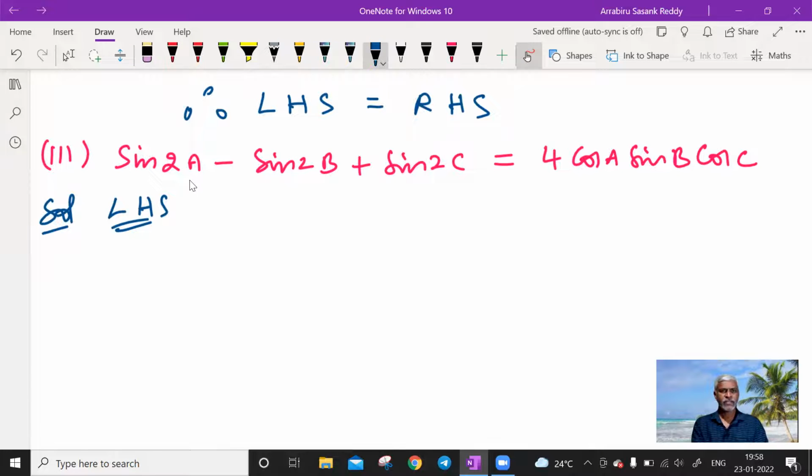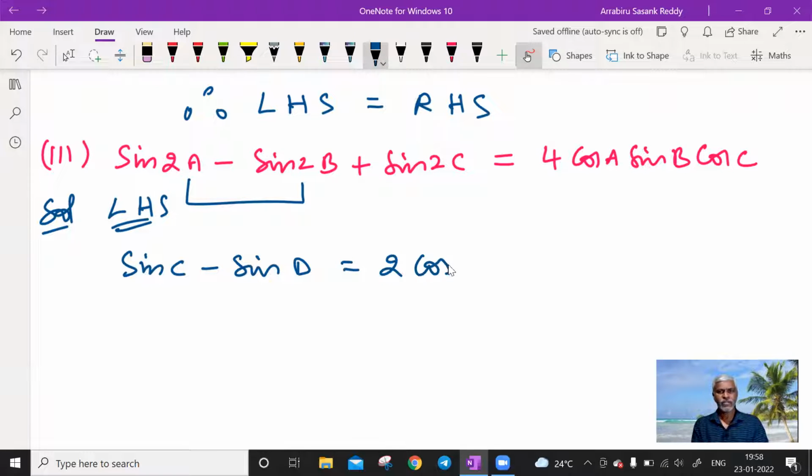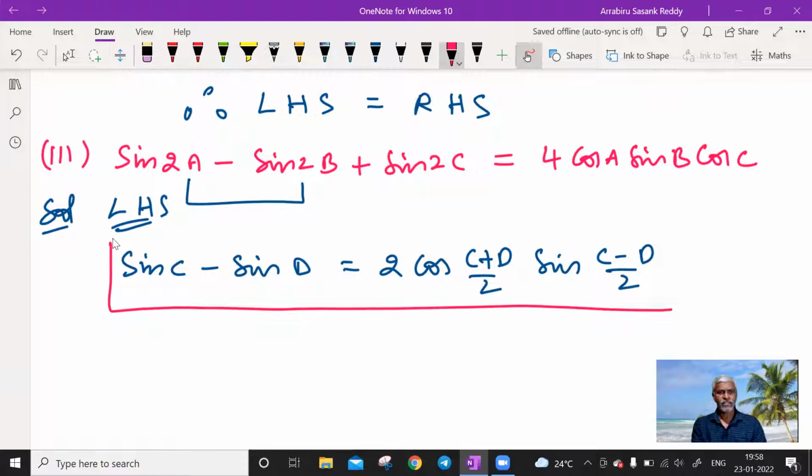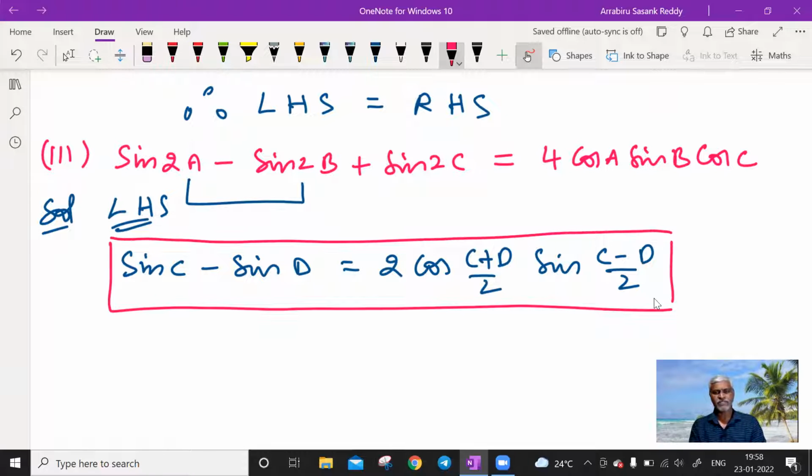Now you take these two, sin C minus sin D. Let us apply the sin C minus sin D formula. Sin C minus sin D is equal to 2 cos (C plus D by 2) sin (C minus D by 2). Previously we applied sin C plus sin D.